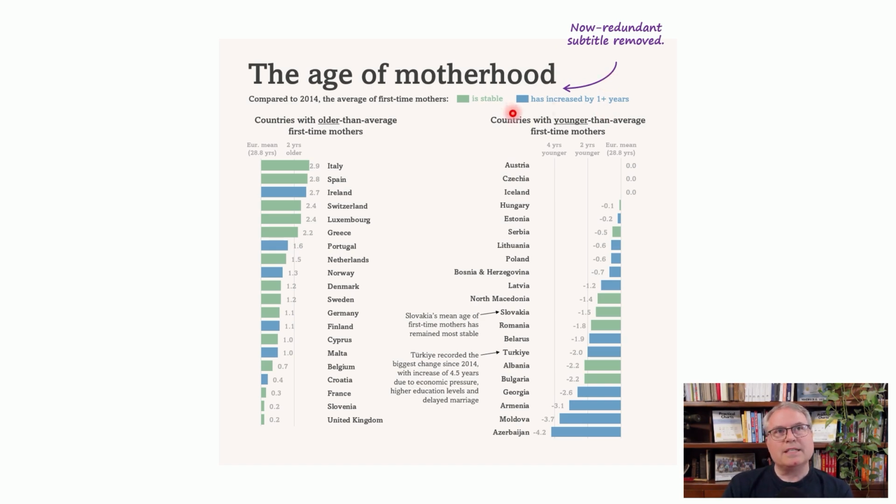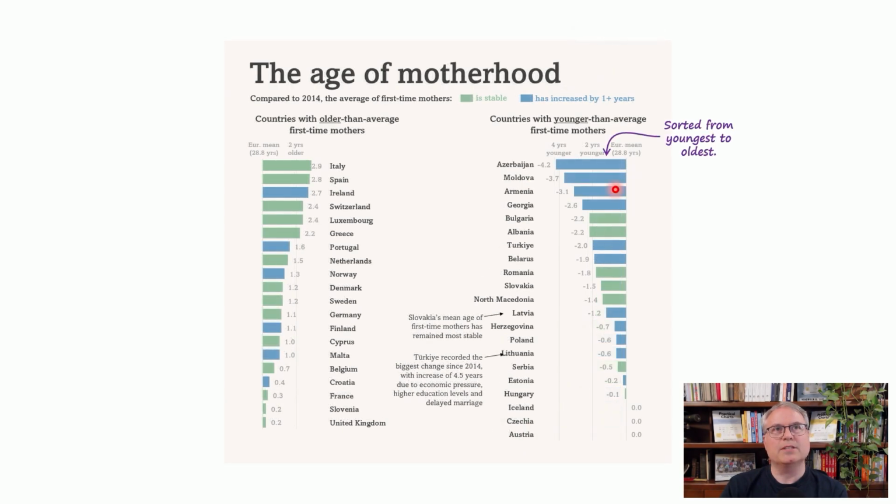And now, because of this heading of this chart here, right, countries with younger than average first-time mothers, I probably expect to see the youngest countries listed first. But now it's not really the case, right? The youngest ones are down here. And so maybe I'll flip that. And so now I'm sorting from the countries who have the youngest first-time mothers to the ones that are basically very close to the European mean.